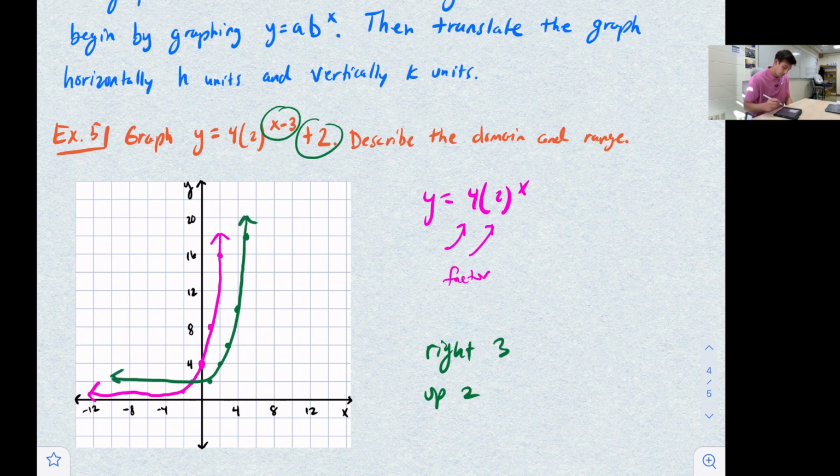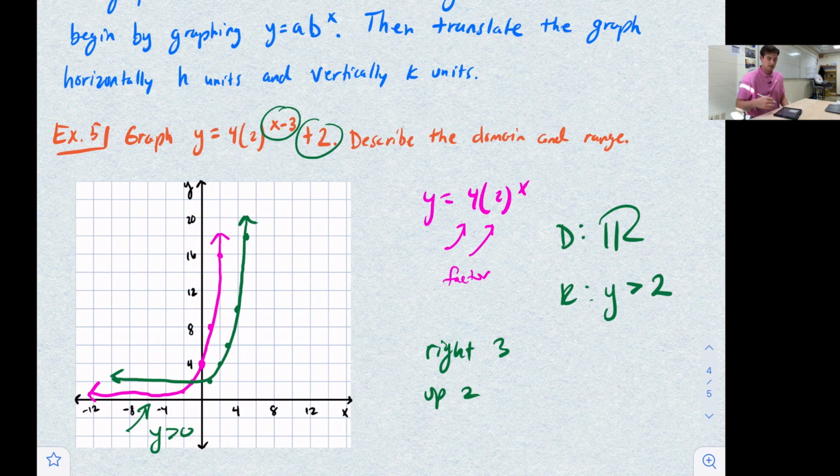we can see a couple things. All right, so domain and range. Notice the domain, we're still all real numbers, right? We're moving left and right forever. But now, notice our range. Our range was right here, y is greater than 0. But we moved all of our points up 2. Okay, so now we're going to say our range is y is greater than 2. And once again, our exponential function will approach y equals 2, but it will not cross it. Okay? All right, so that's a little bit about exponential functions.